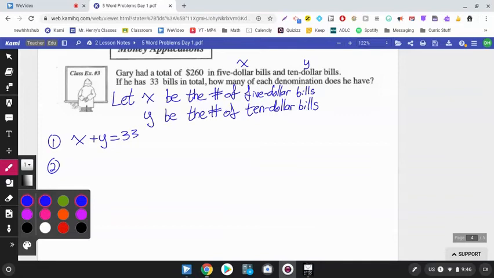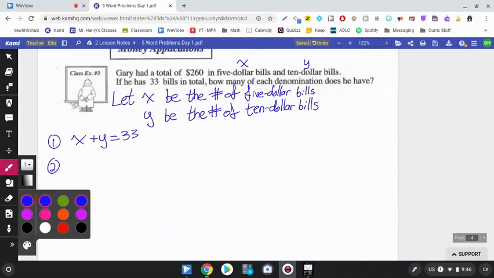So if he had 32 $5 bills, he could only have one $10 bill. If he had 35 bills, he could only have three $10 bills, right? The amount of bills is fixed. It's just the amount of each of them that we're trying to figure out, okay?